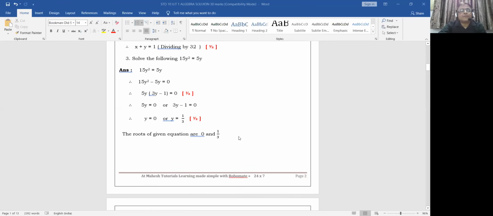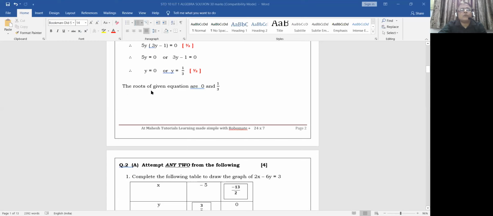Next one. If you have written the final answer, the roots of the given quadratic equations are 0 and 1 upon 3, well and fine. If you have not written, still well and fine.